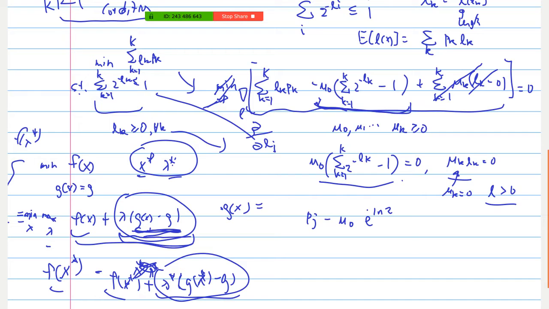I take the derivative with respect to L_j. There's a sum here, and with respect to L_j that will be just e to the minus ln 2 times L_j. So we get mu naught p_j minus, and of course this is just 2 to the minus L_j. I'm missing something: if I take the derivative, there's also a log 2 coming down, because this is like e to the ax. Taking the derivative with respect to x, I have e to the ax times a. So this is the a here coming down.